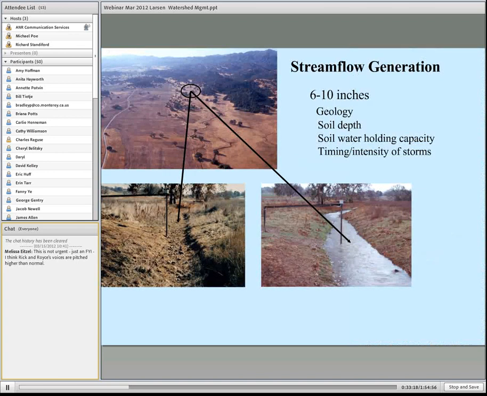Most of the streams in our oak woodlands are intermittent in nature. It takes usually 6 to 10 inches of rainfall in order to get them running. Depends on what the soil is, the geology, and the water holding capacity, the timing and the intensity of the storms. So that's what we deal with mostly. The ones that are perennial usually start in higher elevations, more of our forested watersheds, and then flow through the rangelands or the oak woodlands.